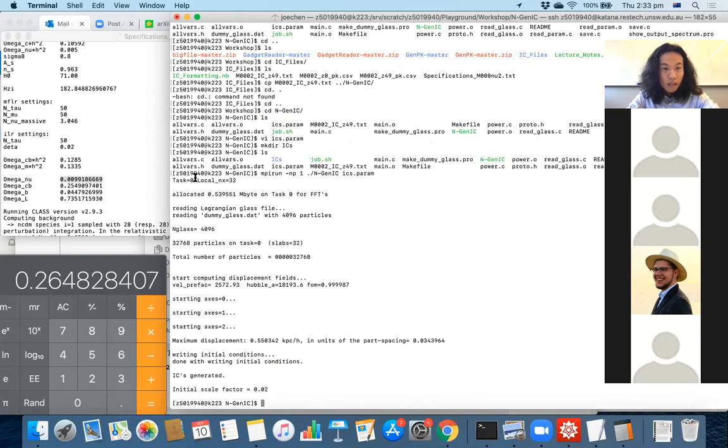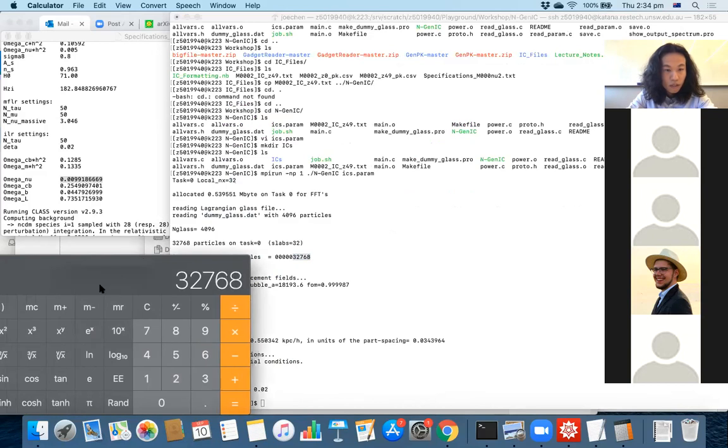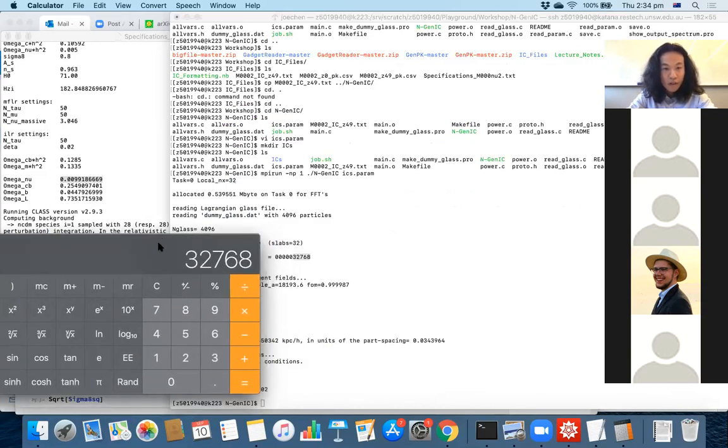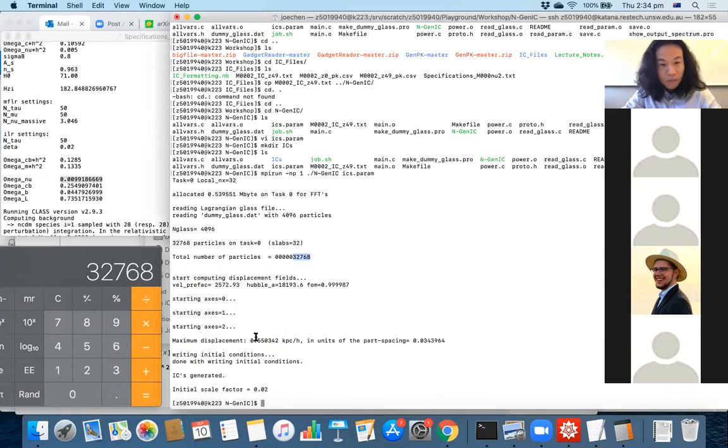And see, it finds 32 particles along each direction, and it reads the glass file properly. And this is the total number of particles you have, so you can double check this. So 32 cubed should give me this number of particles, and that looks correct. So I set my glass file tile factor correctly. And some information like the maximum displacement and the interparticle spacing, not that useful. You could just work that out by hand. And the initial scale factor, make sure that's actually correct according to the initial redshift that you wanted.